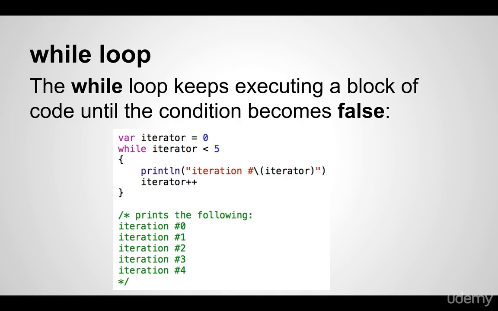As long as the iterator value is less than 5, this piece of code is going to execute. Now we know that this is only going to execute 5 times because it goes from 0, then iterator increases to 1, then to 2, then to 3, then to 4, then to 5. And at 5, the condition is not met because the iterator would be equal to 5, not less than 5. So it will only print iteration 0, iteration 1, iteration 2, iteration 3, and iteration 4. Okay, and that's all you need to know.